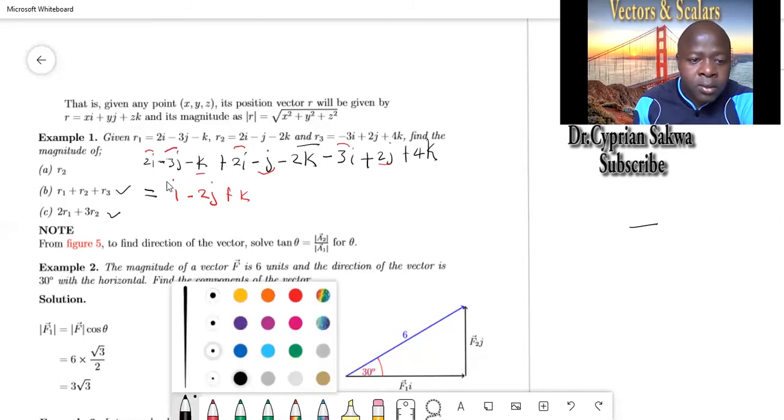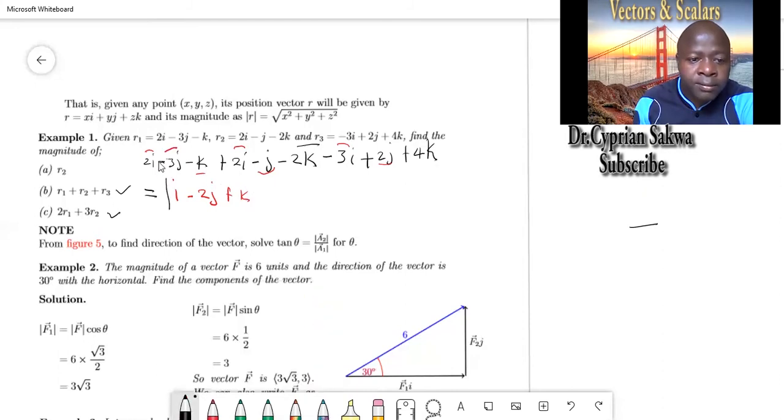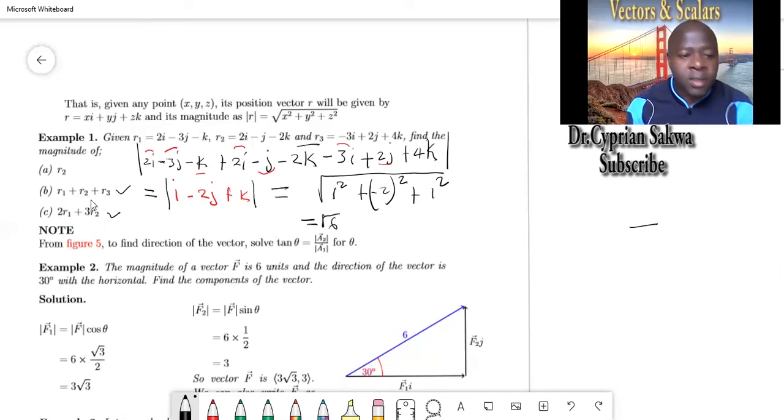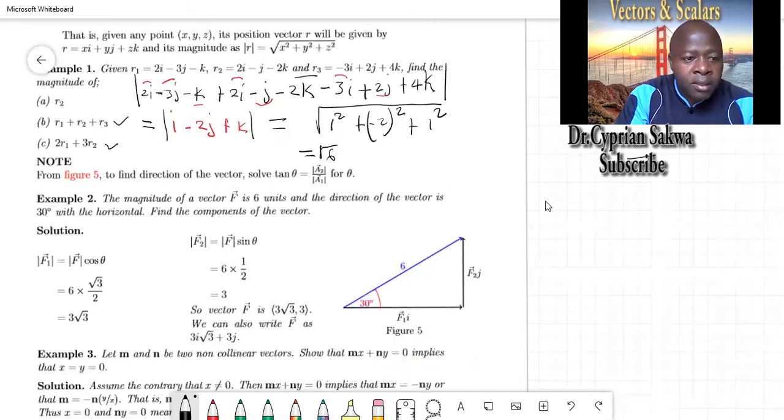Now, what we're supposed to get is the magnitude of this. And so this is the same as the square root of 1 squared plus negative 2 squared plus 1 squared. And this is 4, 5, 6. This is root 6. So root 6 becomes the magnitude. So as I said, you do part C as your assignment.